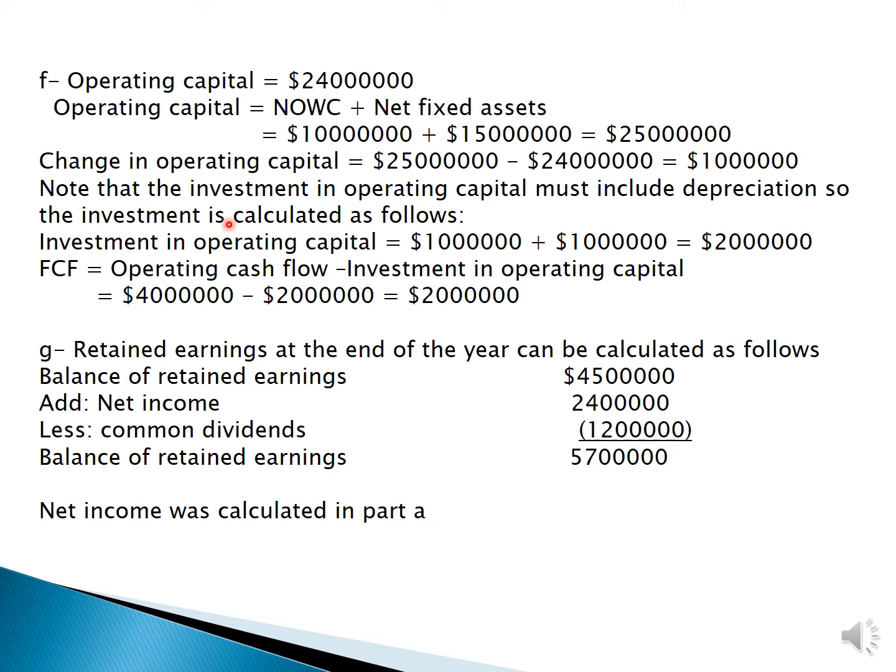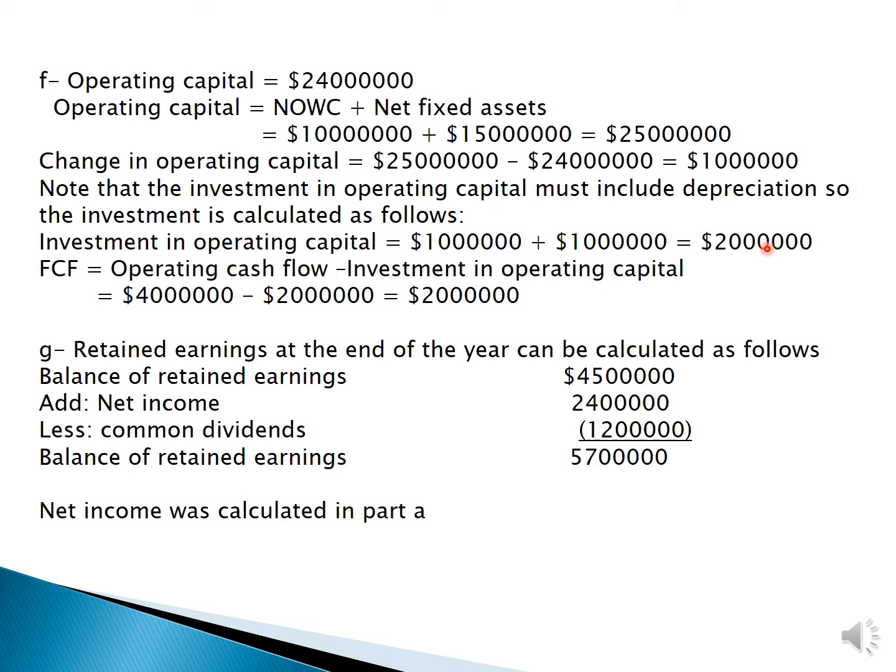قال لنا هنا ايه بقى؟ note that the investment in operating capital must include depreciation, so the investment is calculated as follows. Investment in operating capital equals 1 million which is the depreciation plus 1 million which is the change in operating capital. هو هنا قال لنا ايه؟ قال لنا خلوا بالكم ان الانفستمنت in operating capital لازم يبقى فيها depreciation، فبعد ما هطلع الفرق هزود الديبريشيشن على الفرق، فقلت الانفستمنت ان اوبريتنج كابيتال بتساوي 1 مليون اللي هي طلعناه زائد الديبريشيشن اللي هي في المسألة عندنا ب 1 مليون equal 2 مليون.